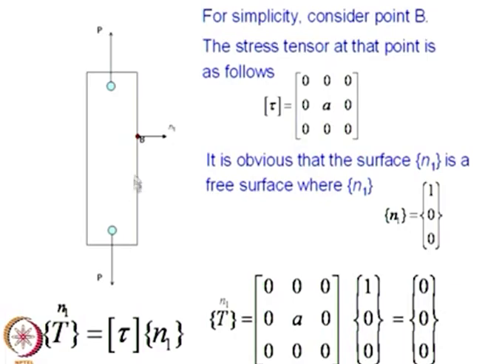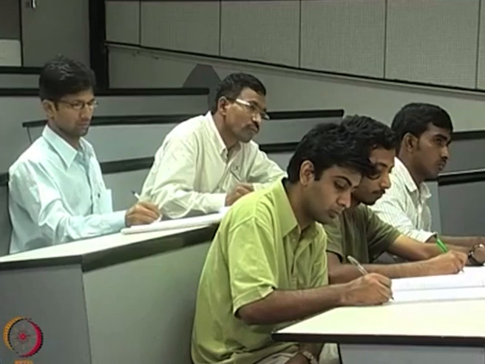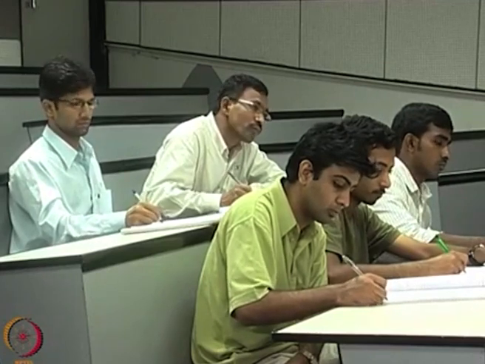So, you can go back and verify for several problems what you have studied in your strength of materials. Whichever problem you have looked at, you will invariably find that T n equal to 0 is completely satisfied on the free surface. I have also said there is a corollary. What is the corollary here?